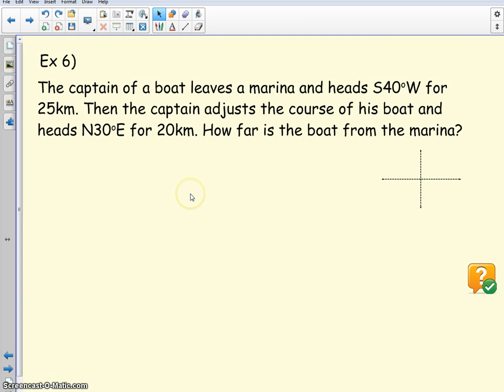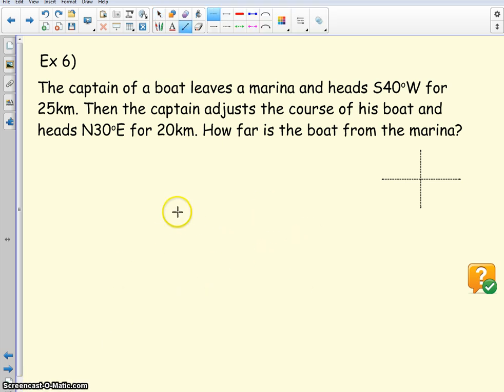Right about now. So we have a boat leaving a marina, and it goes in a direction south 40 degrees west for 25 kilometers. And then he's going to change the course of his boat and go north 30 degrees east for 20 kilometers. I'm trying to figure out how far the boat is from the marina when it's finished that. So try on your own to draw a picture first. Once these pictures are drawn, it's usually just a matter of using the right equation and solving from there. But coming up with the diagrams can be a little bit tough. So just try and think it through, get a picture for yourself, and push play when you're ready to see it.